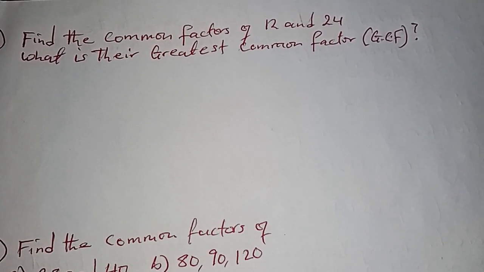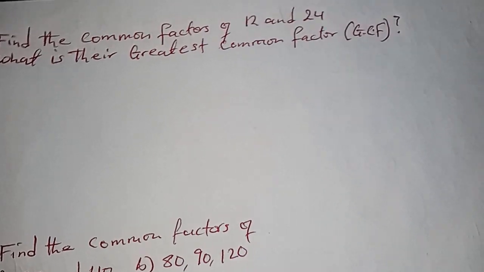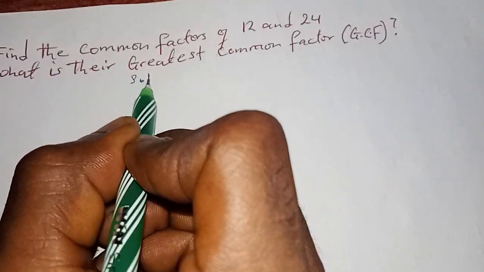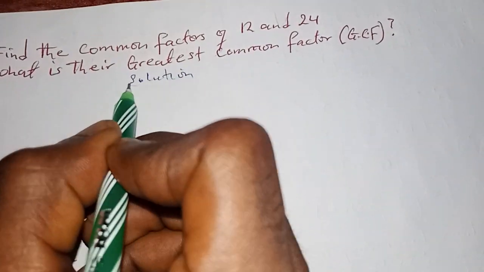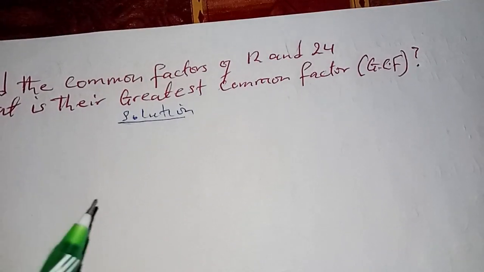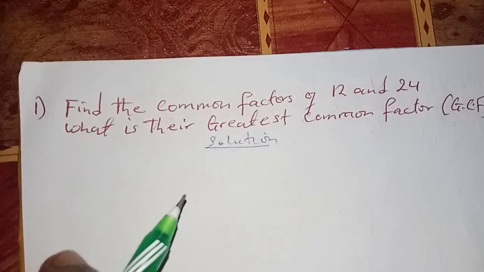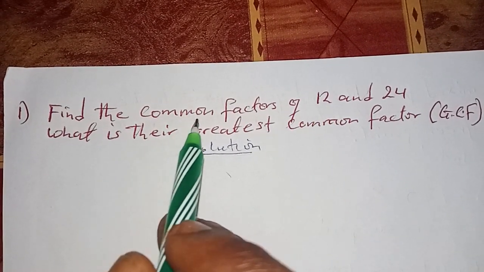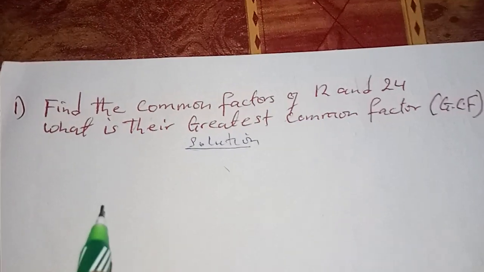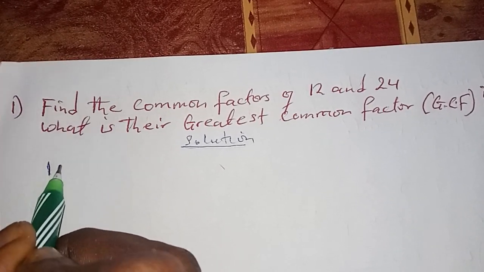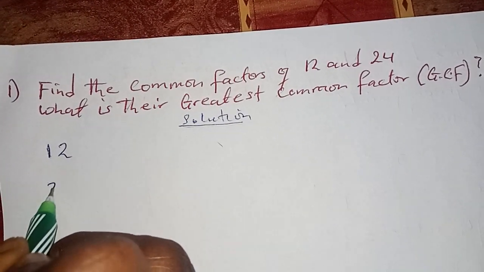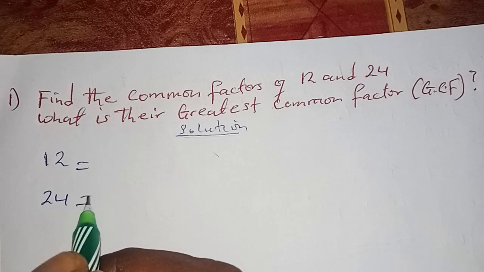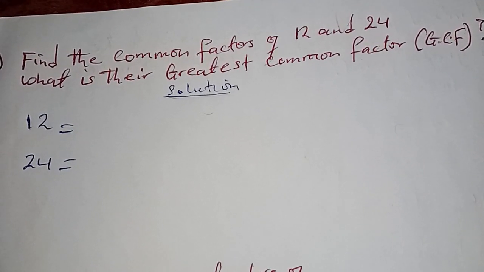Now to solve this problem, we say: since it says find the common factors of 12 and 24, our first number is 12, and our second number is 24. Now, the first thing we have to do is to find the factors of each, and then the common factors between them. So let us find the common factors.